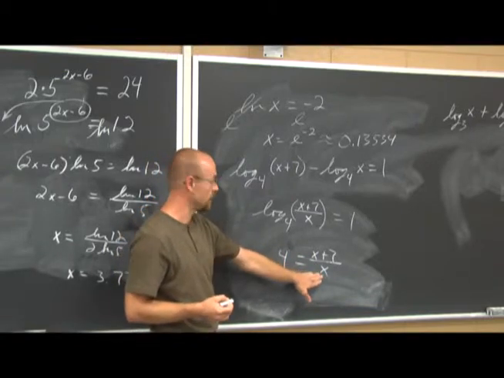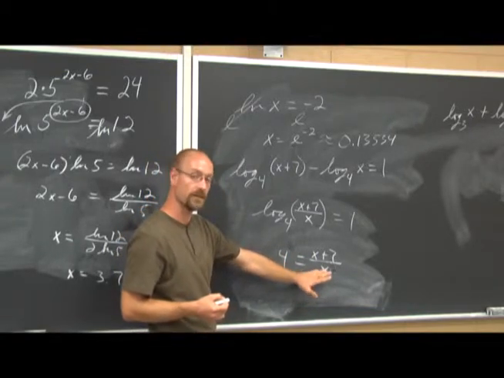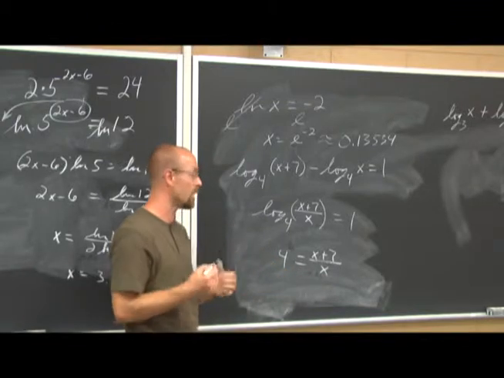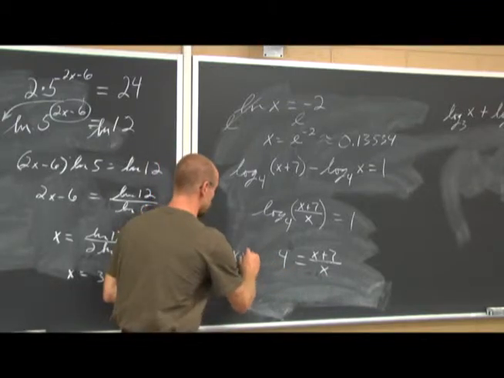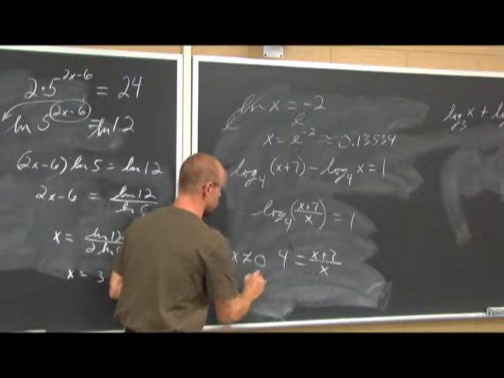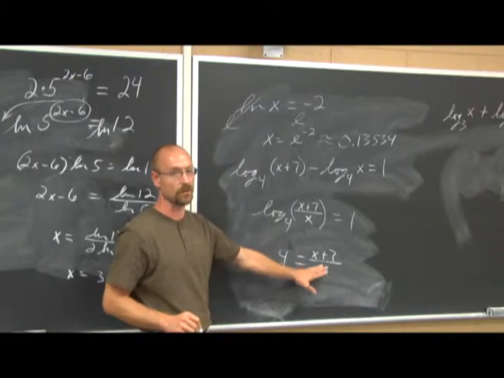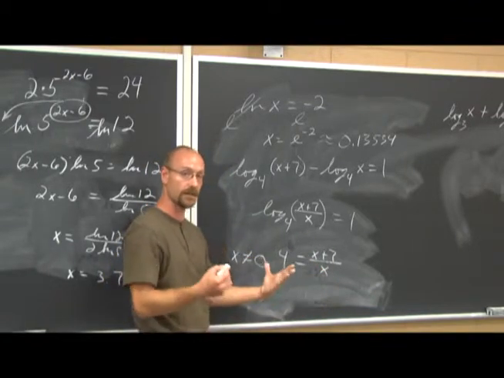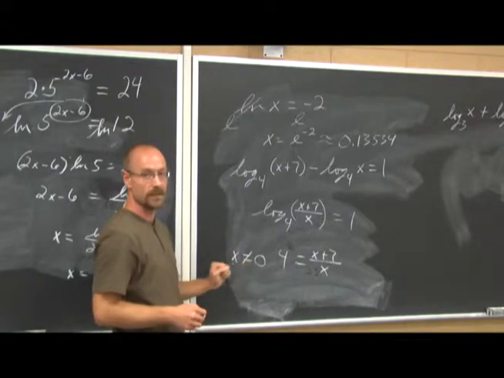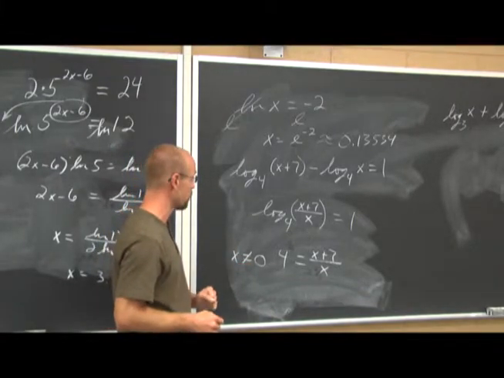But I want to identify something just for a moment here. I see an x in the denominator, and we should always concern ourselves with domain. So right now I'm going to say x does not equal 0, because I can never divide by 0. So if I work through this and find x is 0, I'm going to say, wait a second, x can't be 0, it's not within our domain.